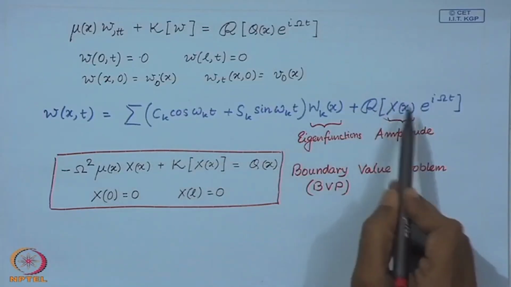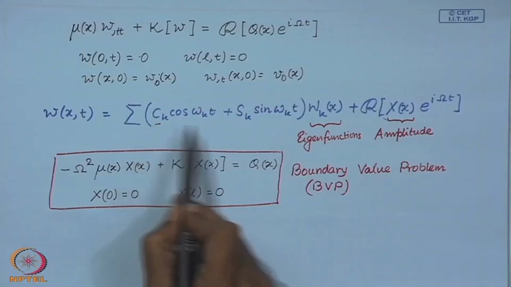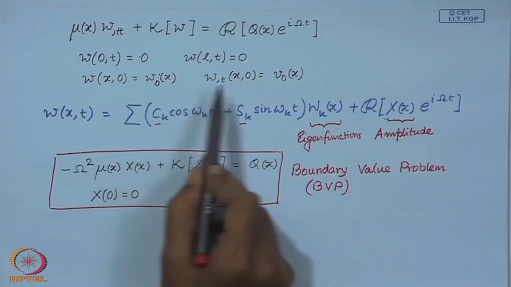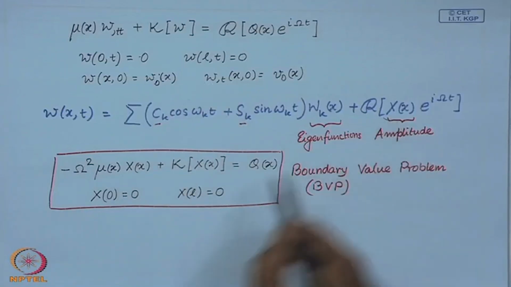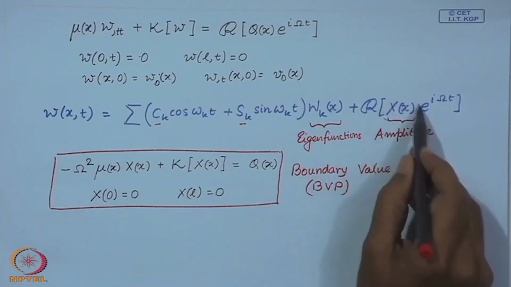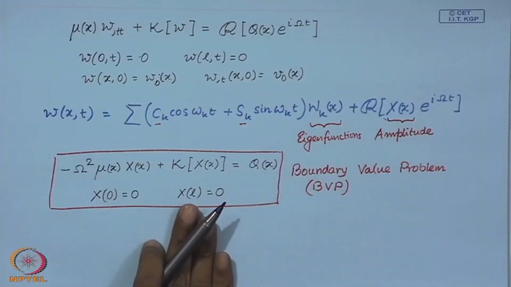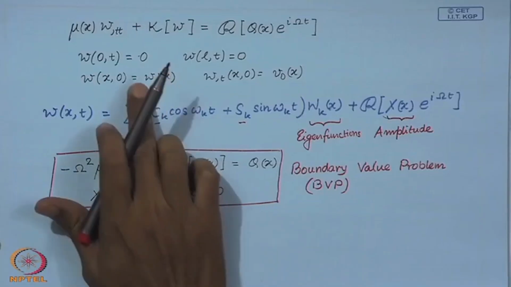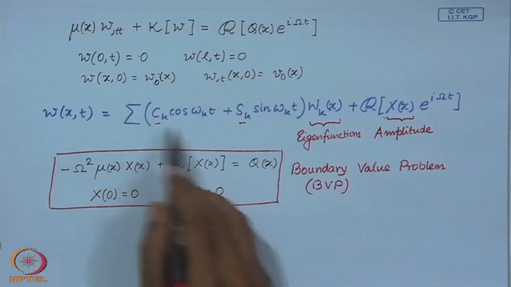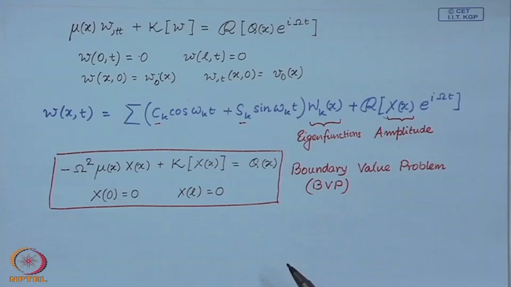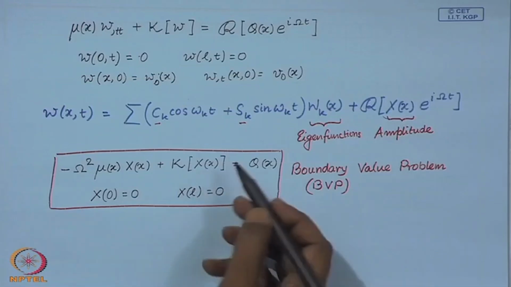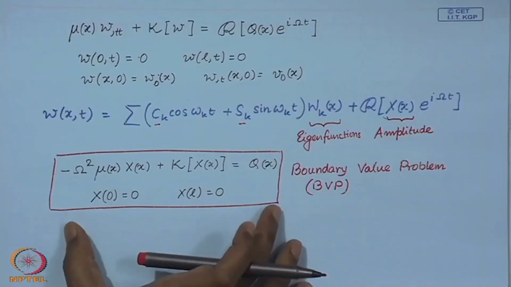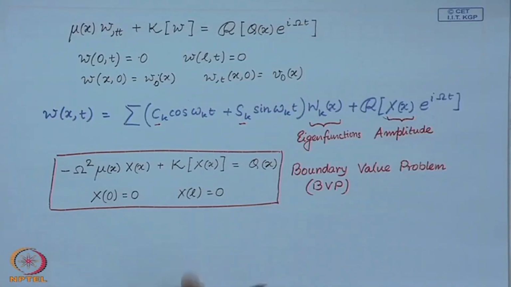So, this is the unknown here, and of course, we have unknowns C k and S k, which must be determined from the initial conditions after we have solved this amplitude function of the particular solution. So, we solve this boundary value problem, determine capital X, substitute it here, and then apply the initial conditions to solve for C k and S k, and the solution of C k and S k we have seen in one of our previous lectures. So, today we are going to focus on the solution of this boundary value problem.